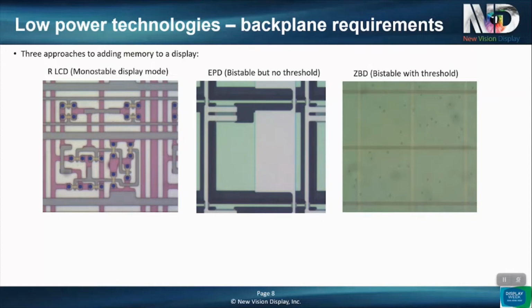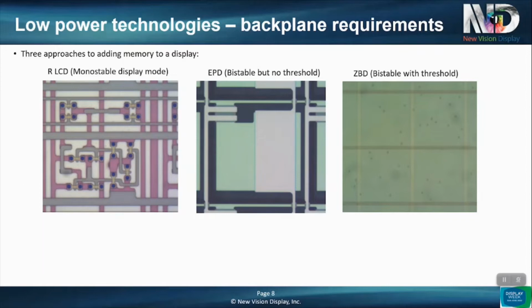So if you have ZBD, which is a bistable LCD mode with a threshold, then your backplane is simply row and column electrodes, so there is no active matrix on there. You can go to the other extreme where there's no bistability in the LC layer, and you have to do all the bistability now in the backplane. So this is a memory in pixel display, which is a DC-powered ring oscillator behind every single pixel.